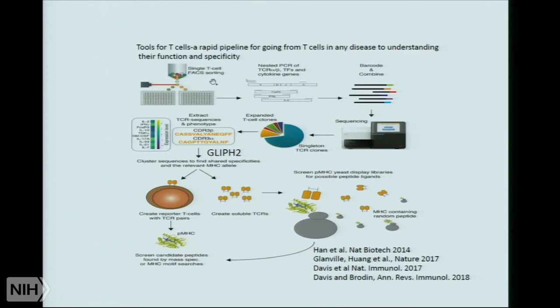This is just a summary of those tools, where basically we can go from single T cells in any situation to sequence pairs, which is critical for reconstructing a specificity, to analyzing thousands of sequences, or actually millions of sequences now, with a more advanced version of the GLIPH algorithm, looking for shared specificities, and then going after what those specificities are, either with reporter cells, as I mentioned, or these libraries. We've talked about some of those things in some of these papers in general, although most of this data is not published.